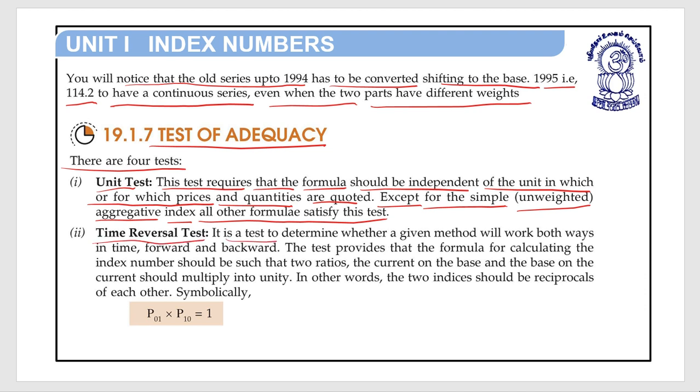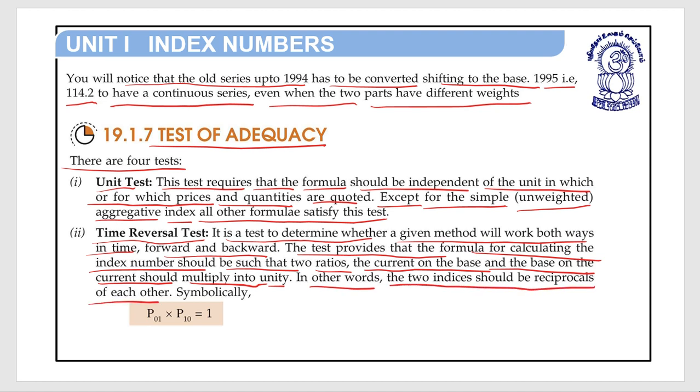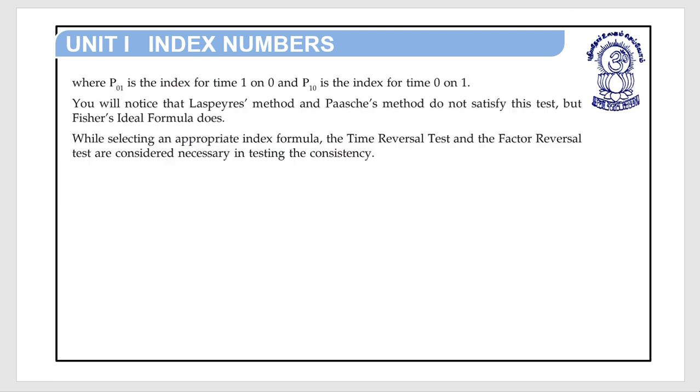Time reversal test. It is a test to determine whether a given method will work both ways in time, forward and backward. The test provides that the formula for calculating the index numbers should be such that two ratios, the current on the base and the base on the current, should multiply into unity. In other words, the two indices should be reciprocals of each other. Symbolically, P01 into P10 is equal to 1, where P01 is the index for time 1 on 0 and P10 is the index for time 0 on 1.